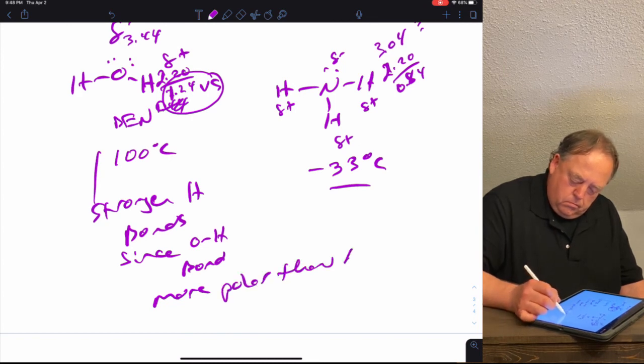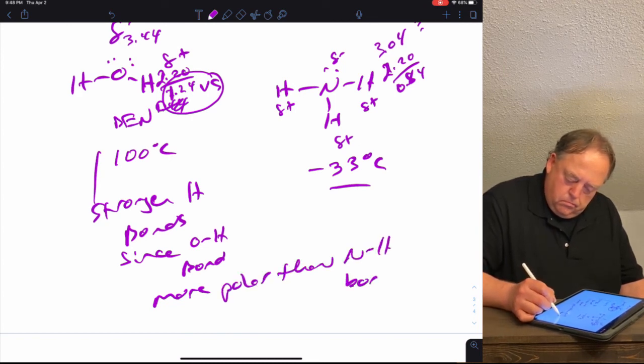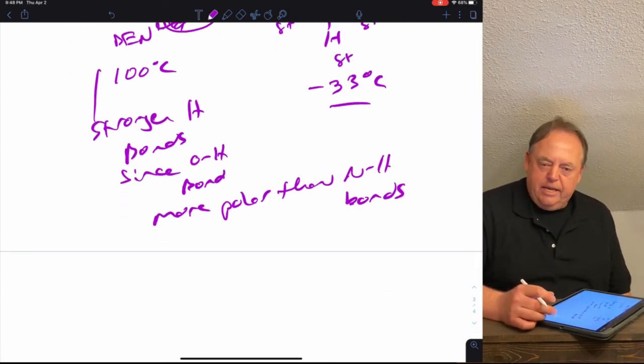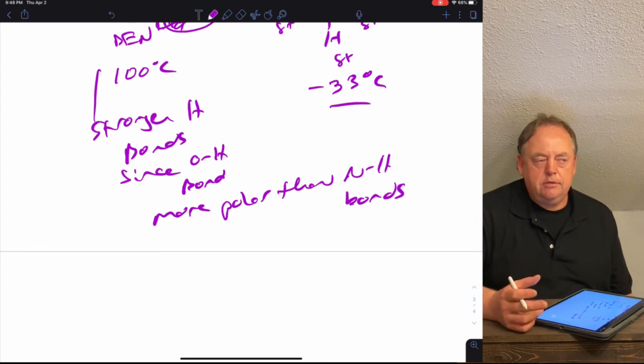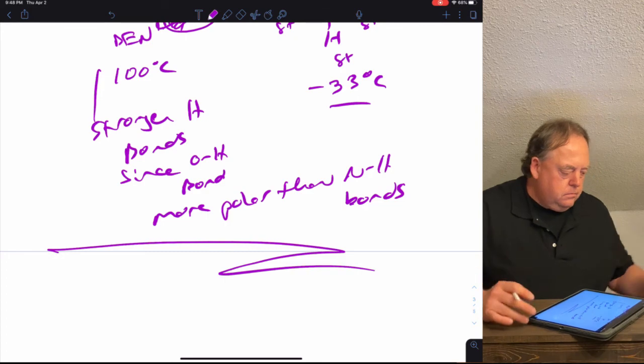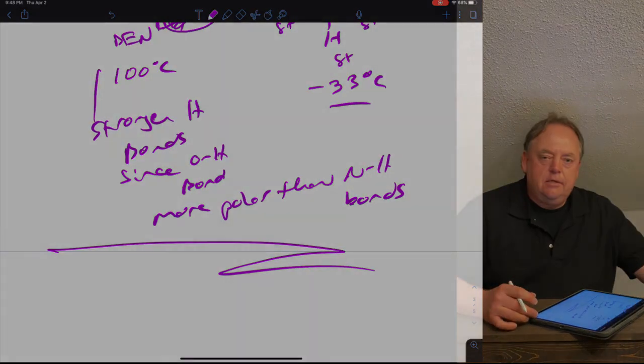Okay, so OH bonds are more polar than NH bonds, so they're going to make stronger hydrogen bonds, and that's going to have a greater impact on boiling point. And that's it for hydrogen bonding.